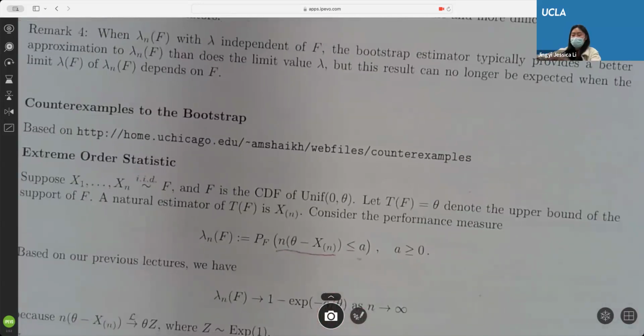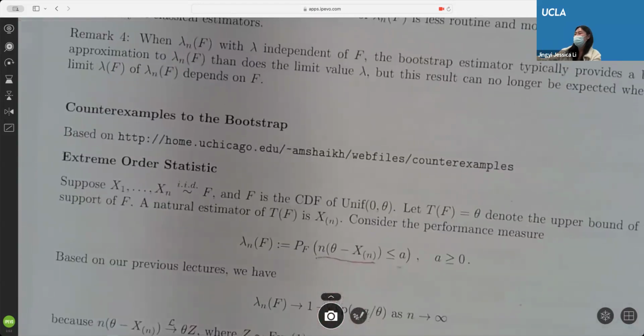But just keep in mind that Bootstrap does not work when your parameter of interest is a boundary. So for extreme order statistics, for values that are the extreme of your domain, you need a separate paradigm. Something like the central limit theorem does not work. All right, so I will stop here. I think that basically wraps up our Bootstrap part.